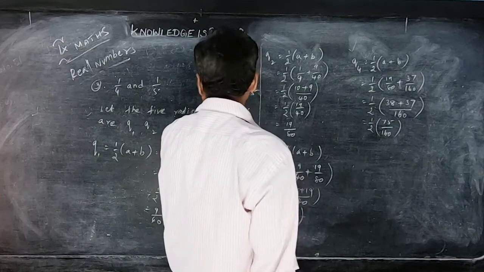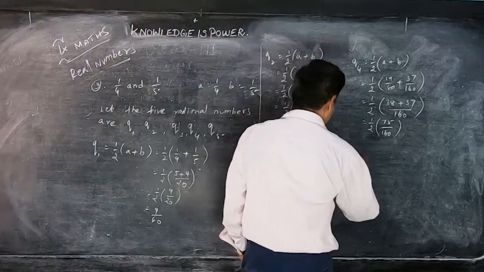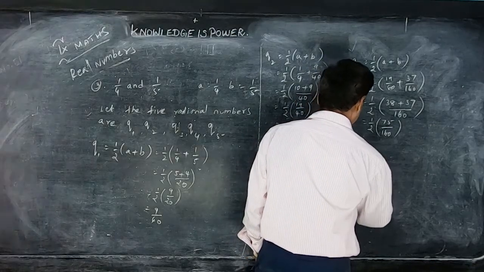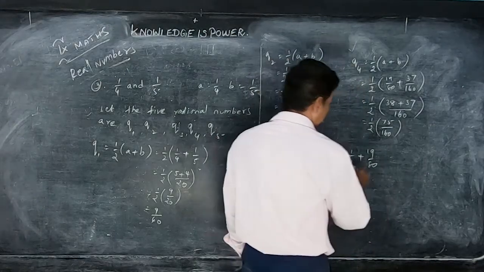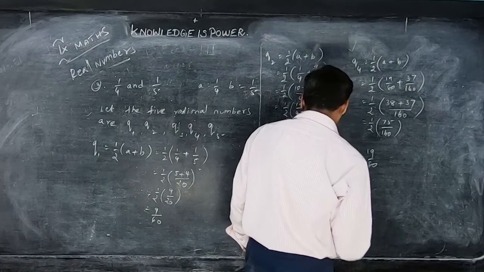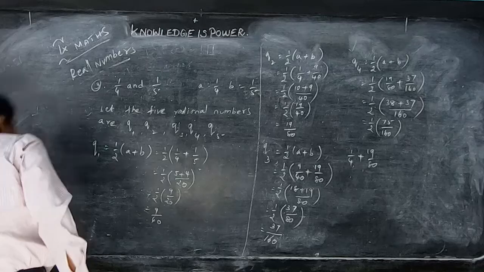So 1 by 4, okay, that will be over. So here 1 by 4 plus 19 by 80. This will be 4 into 10, 20. So 20. Okay.